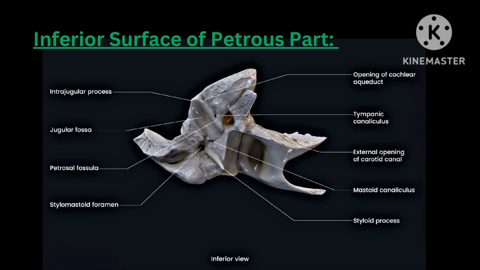The styloid process is a long process extending from the inferior surface of the petrous part of the temporal bone. It is located in front of the jugular fossa.